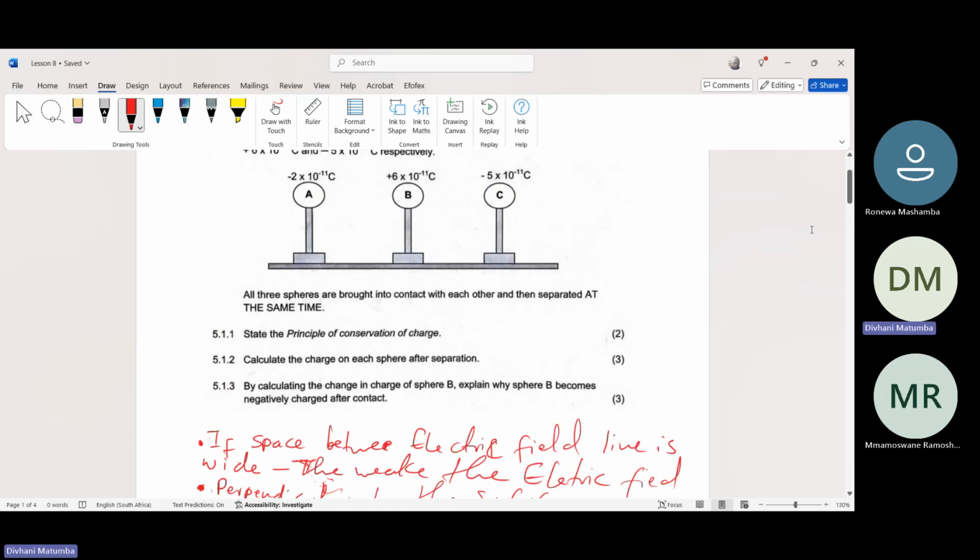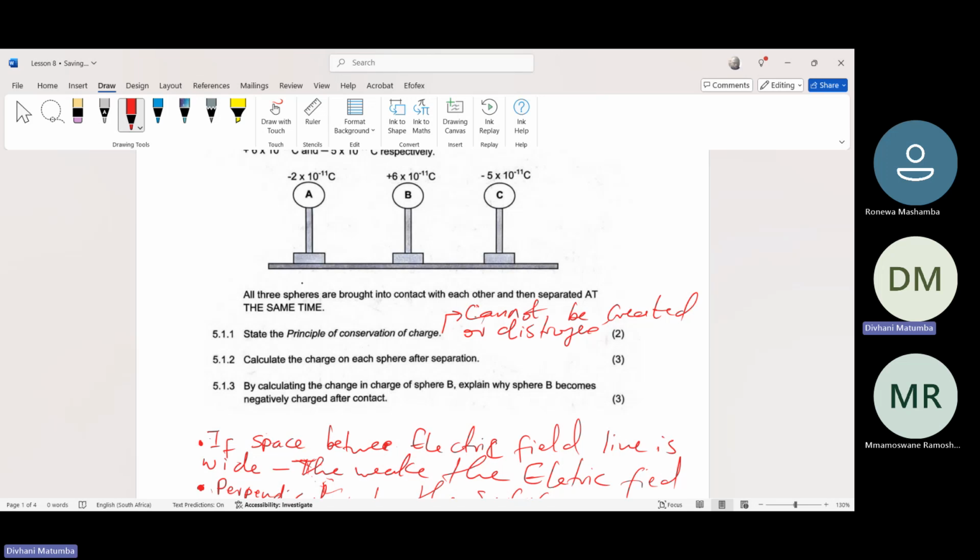Ronel, what is the principle of conservation of charge? So the law states that charges cannot be created or destroyed, but they can be transferred from one object to another. That's correct.